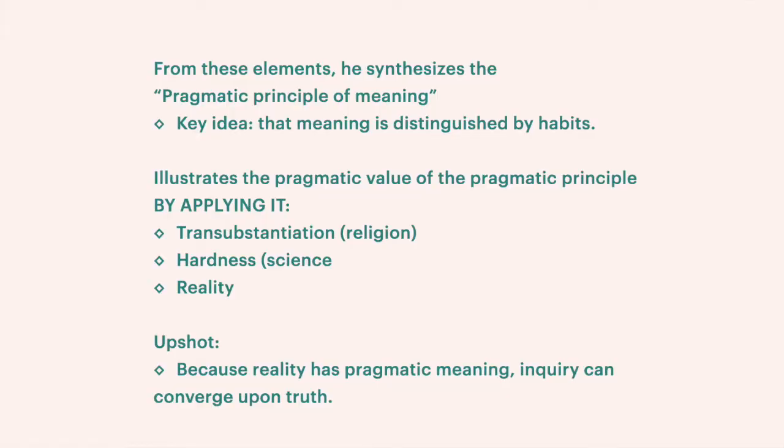Okay? So from these different elements, Peirce synthesizes what he calls the pragmatic principle of meaning. And the key idea here is that meaning is distinguished by habits. And he illustrates the pragmatic value of the pragmatic principle by applying it, and gives examples such as transubstantiation from religion, hardness of objects in sort of science or physics, and then reality from philosophy. So he's going to show how it can be applied across different spheres of knowledge. Okay. So let's talk about the 3 grades of clearness of meaning.